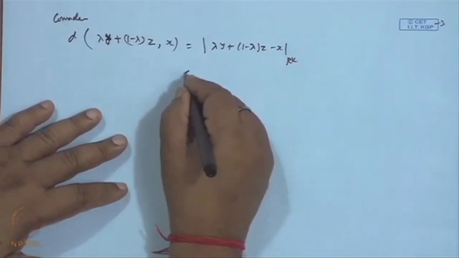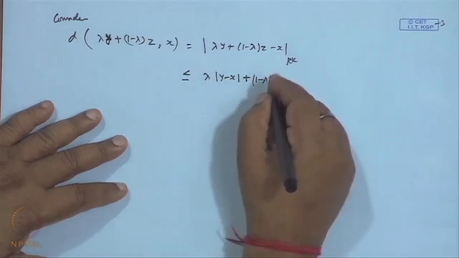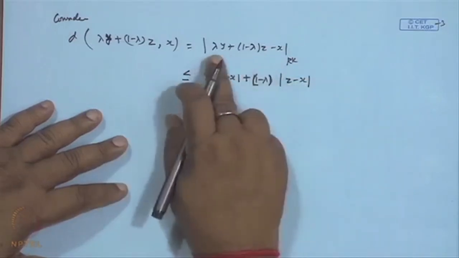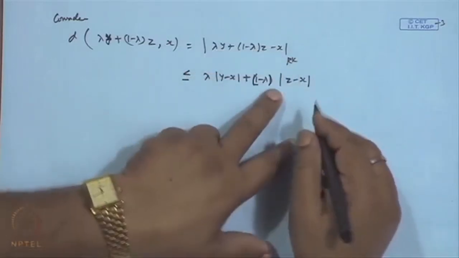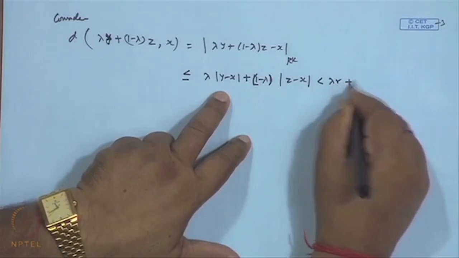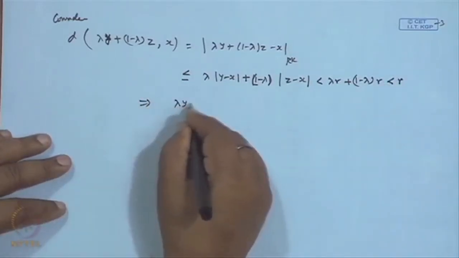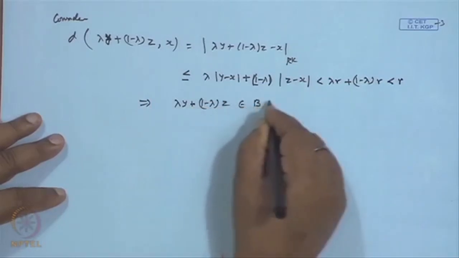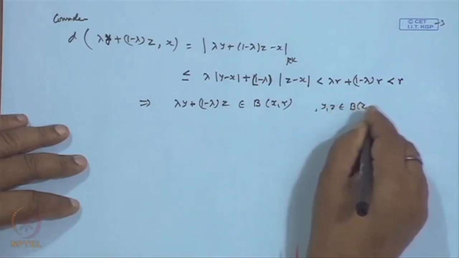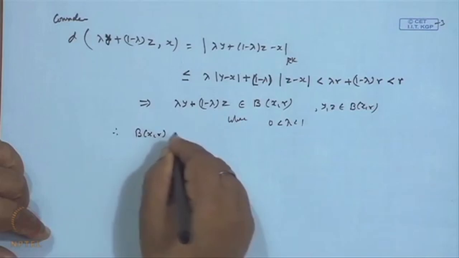Okay. So this will be less than or equal to lambda times mod y minus x plus 1 minus lambda times mod z minus x, just adding and subtracting x. But y and z are in the ball, so this is less than lambda r plus 1 minus lambda times r, and that is nothing but r. So this shows the point lambda y plus 1 minus lambda z is in the ball centered at x with radius r, and this is true for any arbitrary points y and z of the ball. So the entire line segment belongs to the ball, where lambda lies between 0 and 1. Therefore, the ball is a convex set.